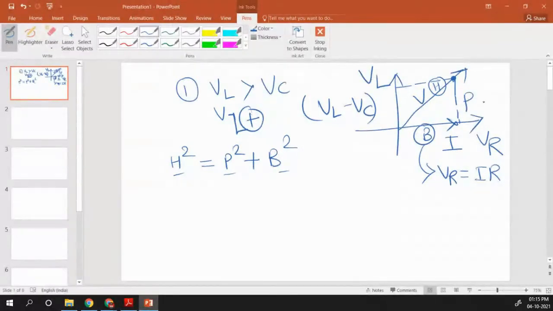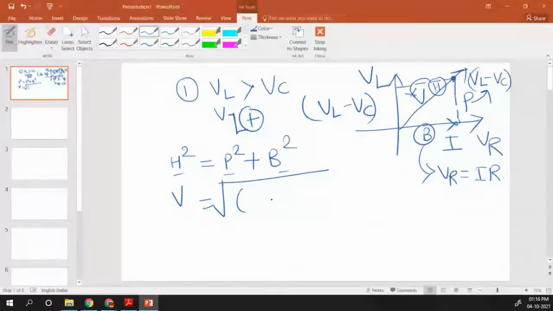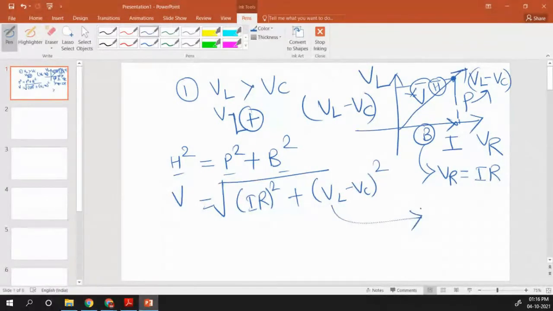Okay. What is the value across perpendicular? Across perpendicular value is VL minus VC. Okay. And what is the value across this hypotenuse? Its value is V. Okay. So we will put the value right here. V is equal to under root of p square plus b square. So you can rearrange this equation, b square plus p square. So (I into R) square plus (VL minus VC) square. Okay. So we have to find out the potential difference across VL.